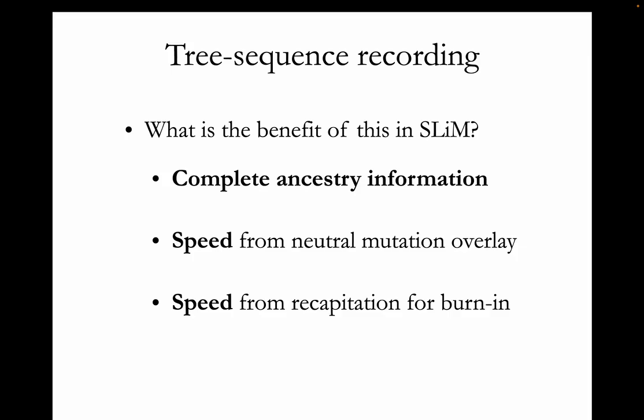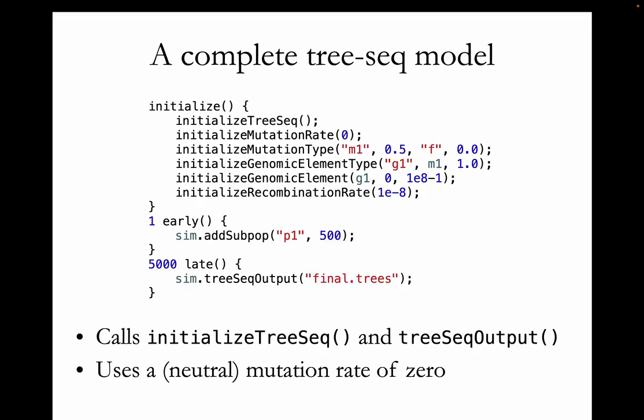One is that at the end of your simulation, you have a complete record of the true local ancestry for every individual, and that can be very useful in itself in your analysis. The other 2 advantages are speed advantages, coming from 2 techniques that tree sequence recording enables. These techniques are called neutral mutation overlay and recapitation, and I'll explain them in a moment.